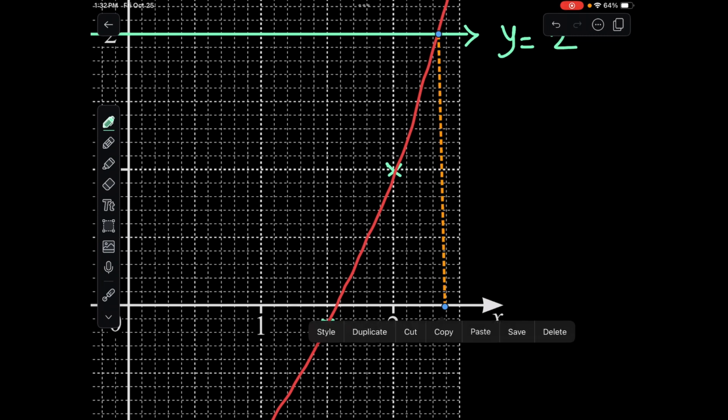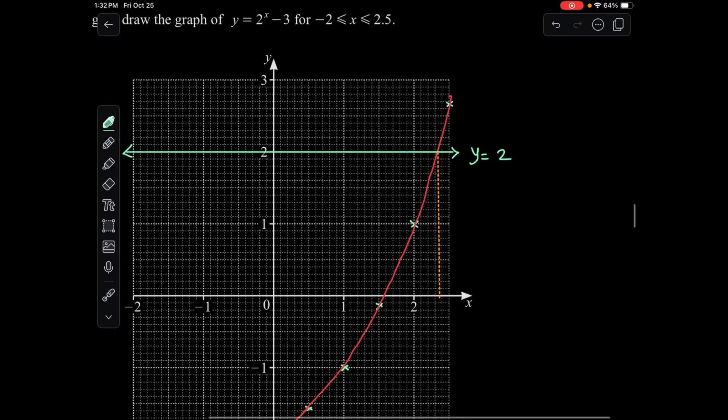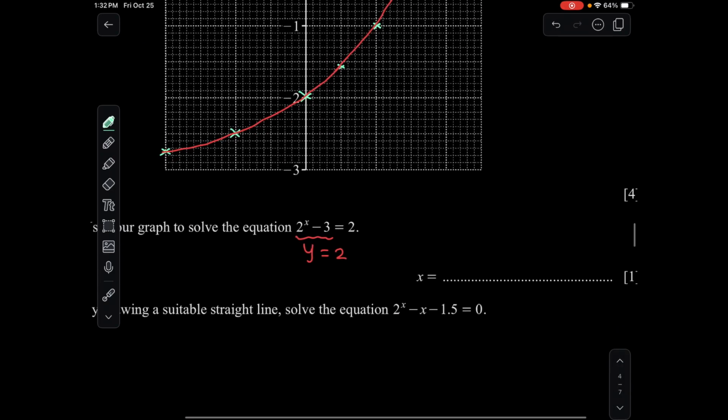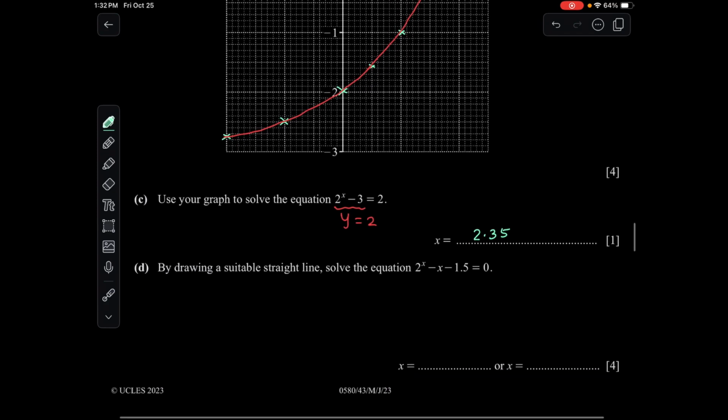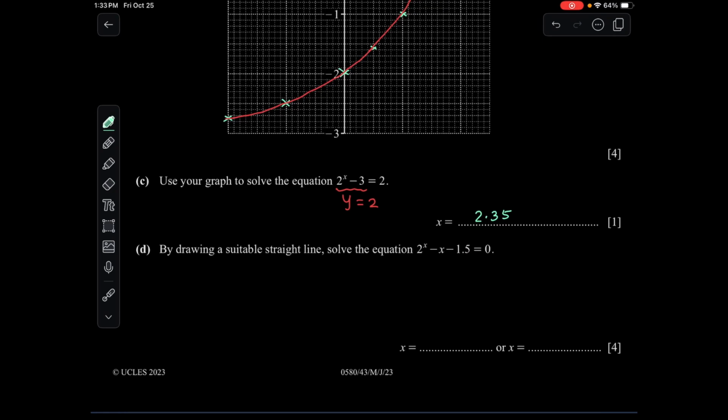So as you can see, that's a straight line. Make sure that your pencil is pointed when you're doing this. So read the x value here. 2.1, 2.2, 2.3, 2.4, 2.35. I would go with 2.35. So x is 2.35.